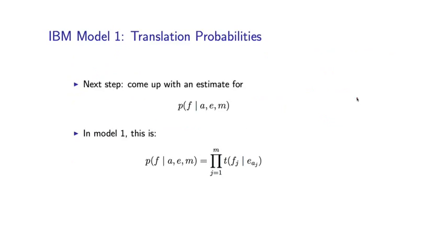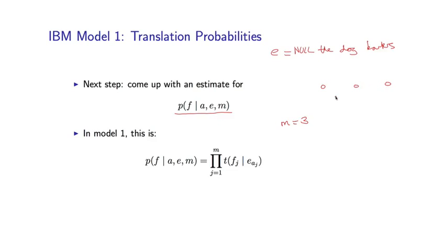So now let's talk about the second part of the model. This is the model of P of F given A, E, M. So what's going on here? We have some English sentence E. So for example, we might again have the dog barks, and I'll write null as the 0th word in the sentence. We have some length of the French sentence, say M equals 3. So we have 1, 2, 3 positions here.